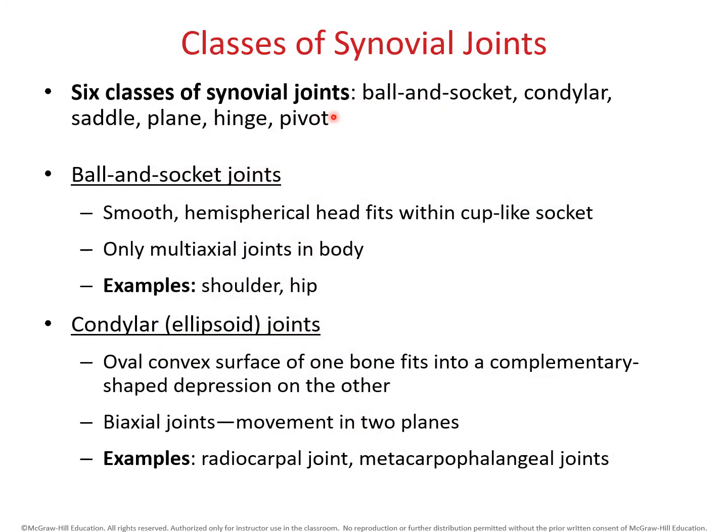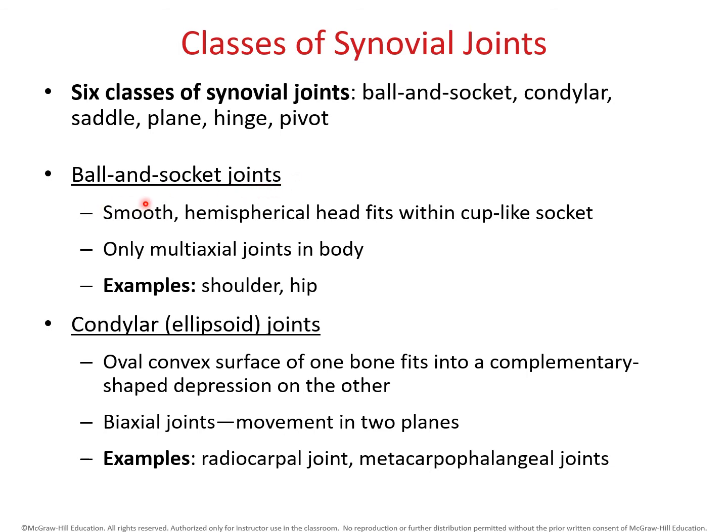Six classes of synovial joints. We have ball and socket joints, condylar joints, saddle, plane, hinge, and pivot joints. And yes, we do need to know just definition level, like an example of each of these. I'm very sure you'll have a question or two about classifications of these, just basic level.